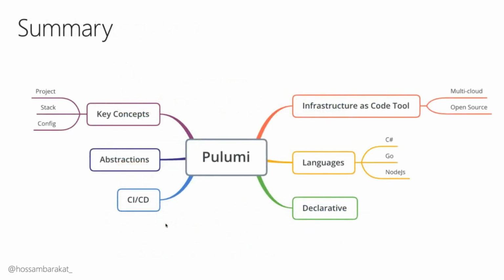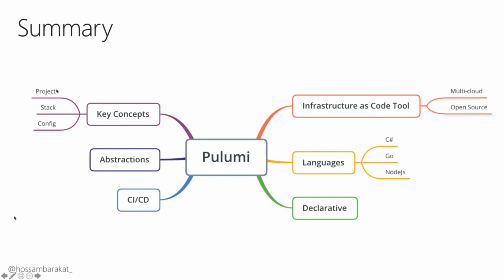That's all I wanted to cover today. So to wrap up what we have discussed, Pulumi is an infrastructure as code tool. It's open source and supports multiple platforms. It enables us to use real languages like C#, Go, and Node.js. It's declarative. There are 3 key concepts to keep in mind.